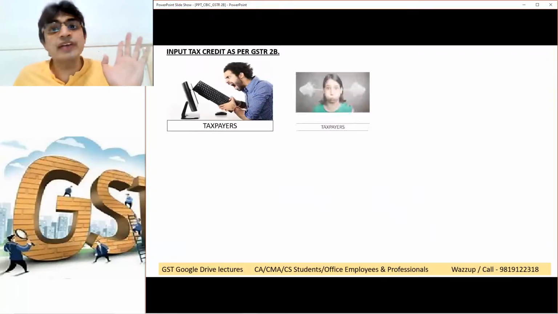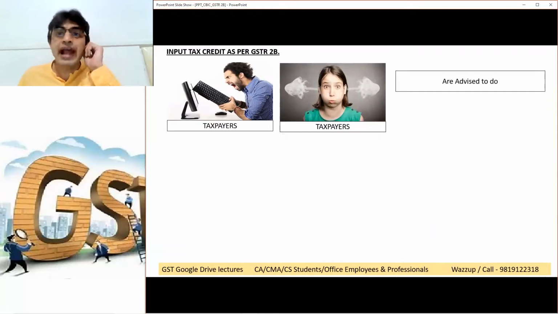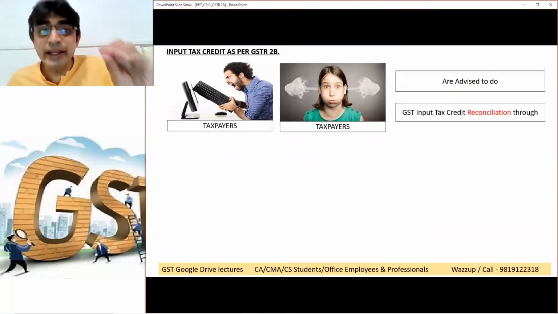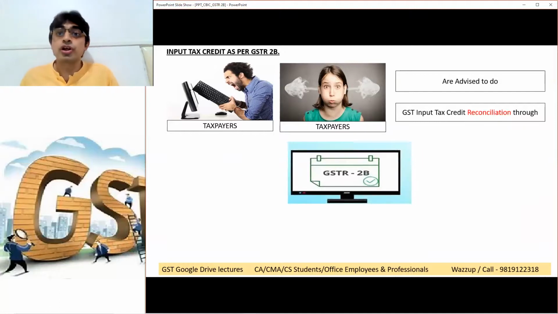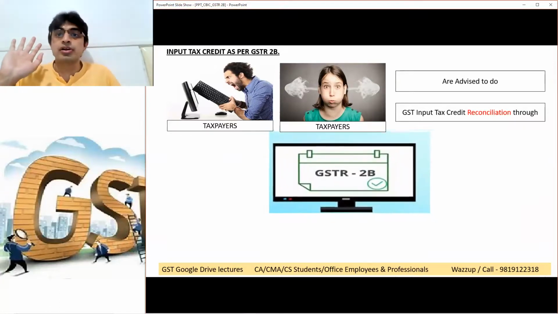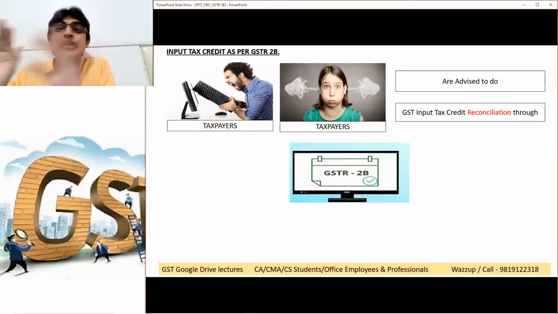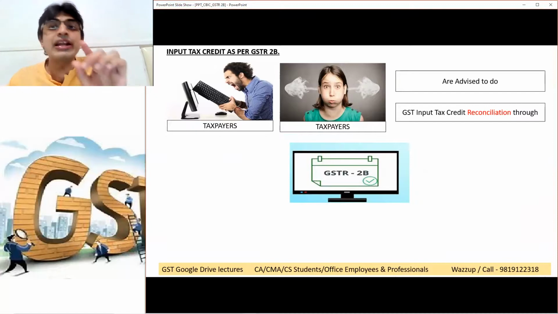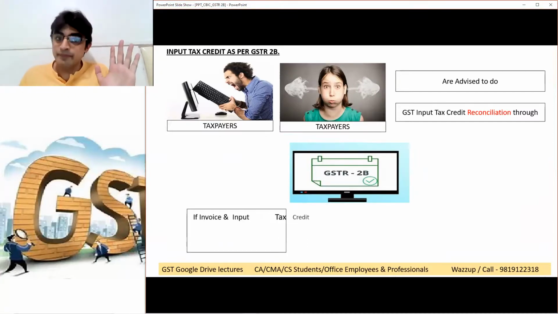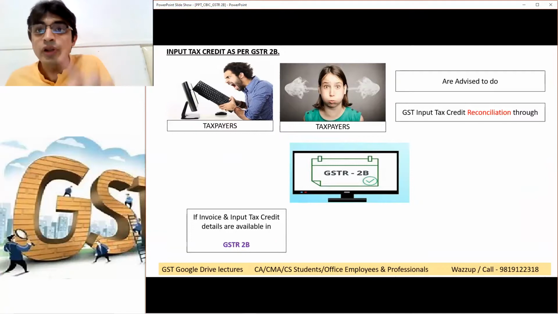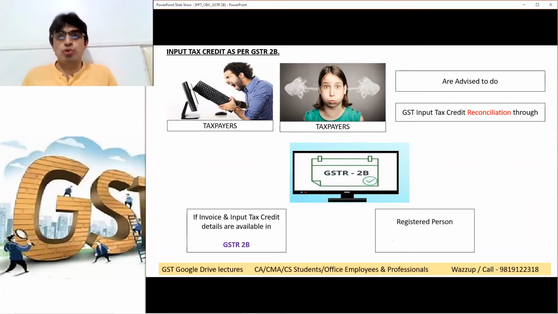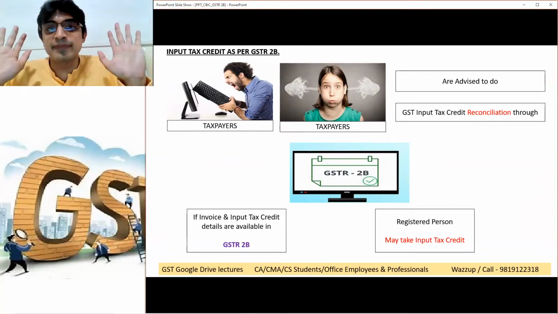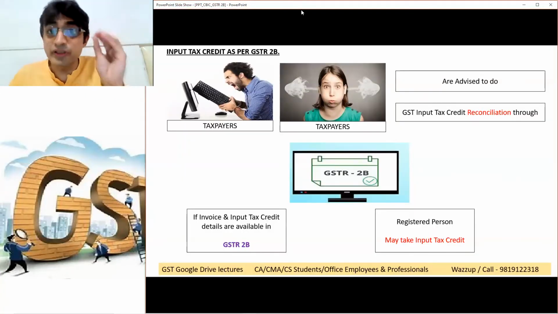So now all the taxpayers are advised to do GST input tax credit reconciliation through GSTR 2B. Do not refer to 2A. Many people are taking wrong ITC as per 2A. I request you to take ITC if it is available in GSTR 2B. Agreed. If the invoice and ITC details are not there in your 2B, please do not take the ITC. But if it is there, you can take it. Correct? So this was the important CBIC tweet which I wanted to share with you.